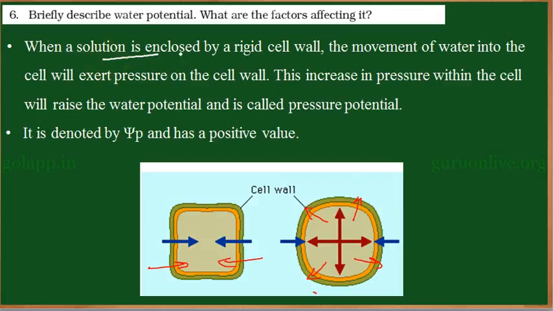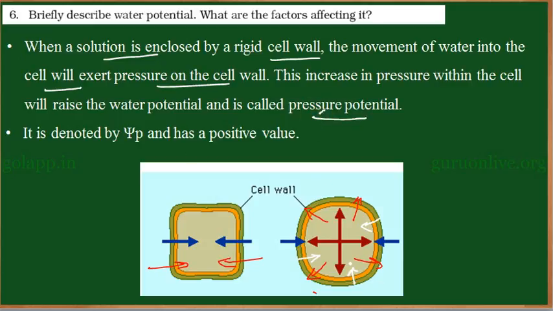So when a solution is enclosed in a rigid cell wall, the movement of water into the cell will exert pressure on the cell wall. Now the cell wall is strong, it is very rigid, it can withstand this pressure, and in turn it creates an opposite pressure towards the cytoplasm. This pressure is called wall pressure, and the wall pressure is nothing but the pressure potential.